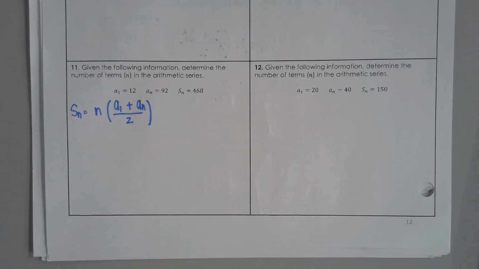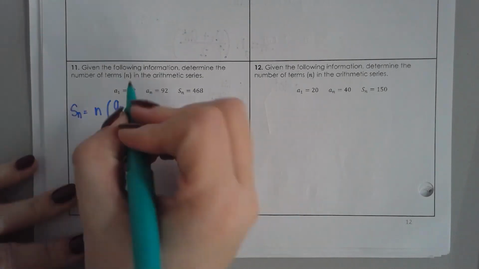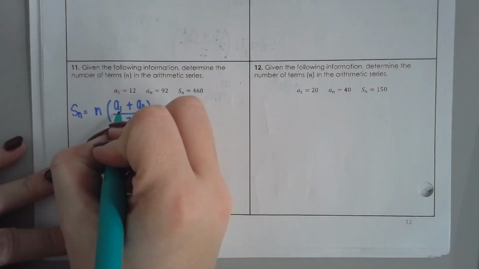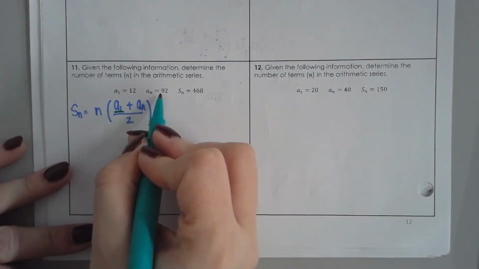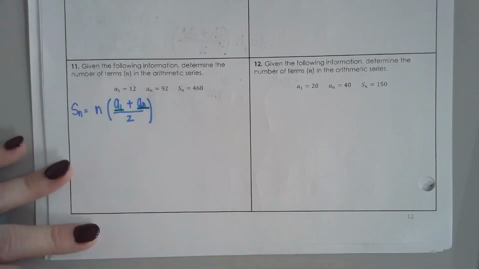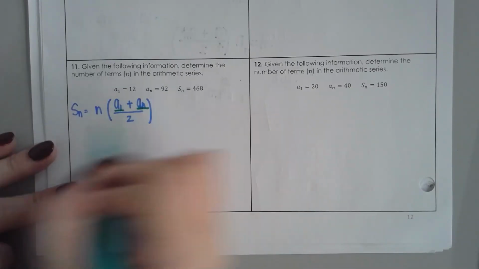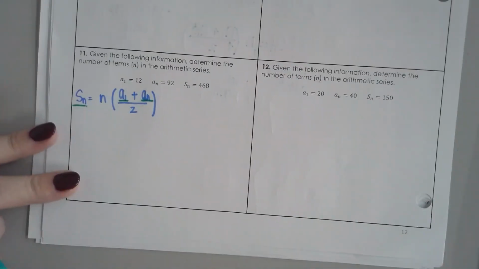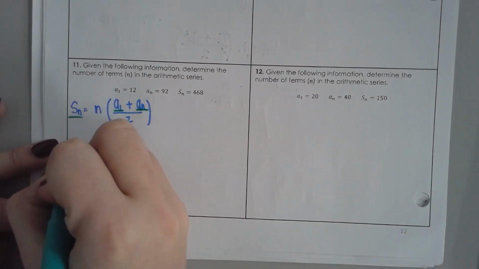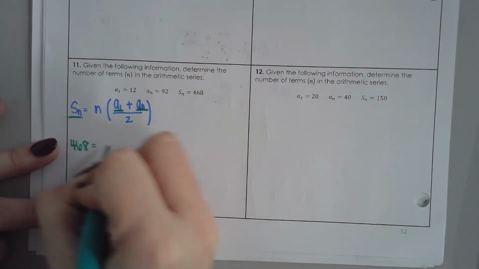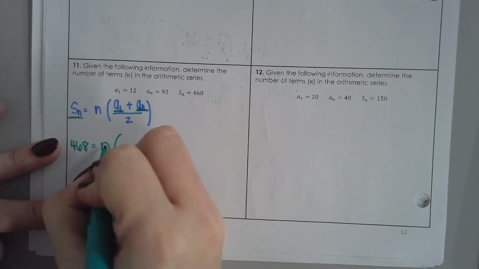So I know that A1 is 12. So I'm going to fill that in there. I know AN is 92. That's going to go there. And I know SN is 468. So that's going to go where SN is. The only thing I don't have is N.